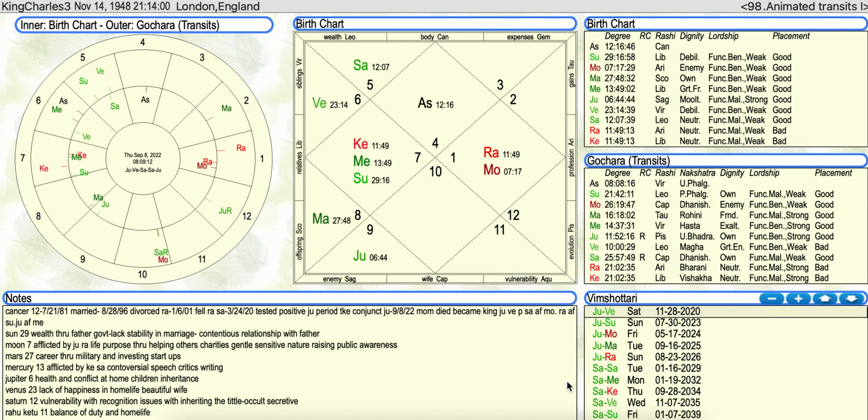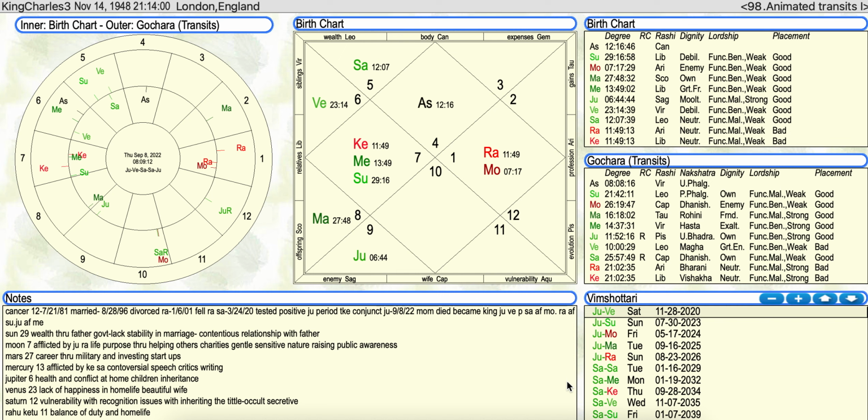And then Moon, a significator for mother. It's afflicted by Jupiter and Rahu, and connects life purpose through helping others, through charities, through his gentle, sensitive nature, and raising public awareness about the environment. And because it is afflicted, he also had a difficult relationship with his mother. Mars is at 27 degrees, also in old age, so it is a little bit weak. And it gave him a career early on through military and later through investing, through startups.